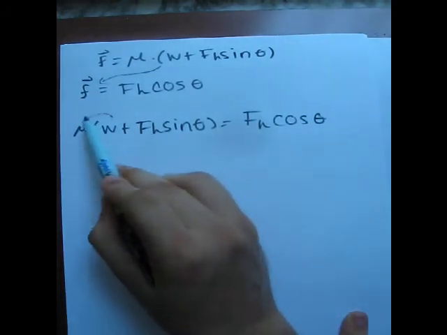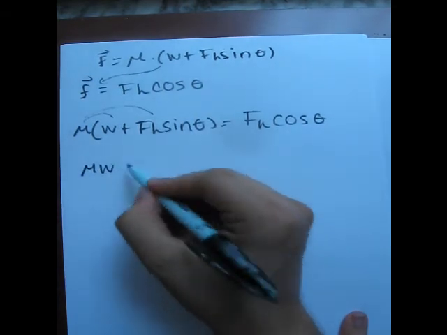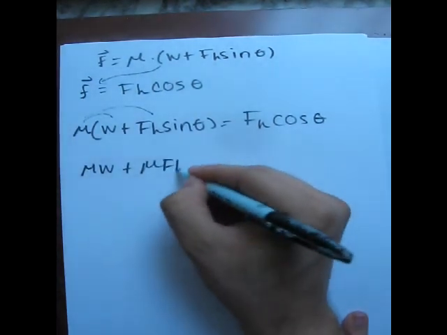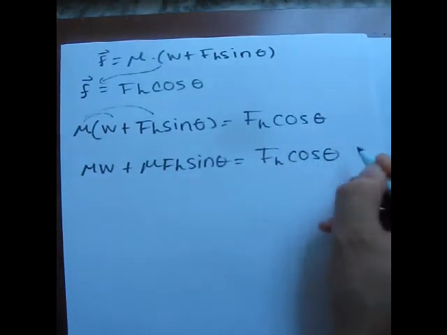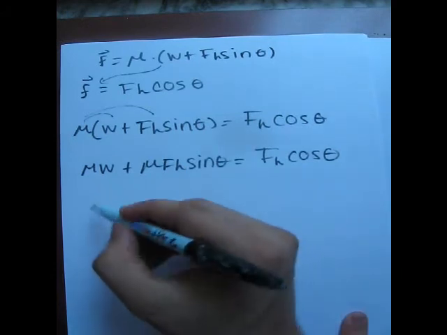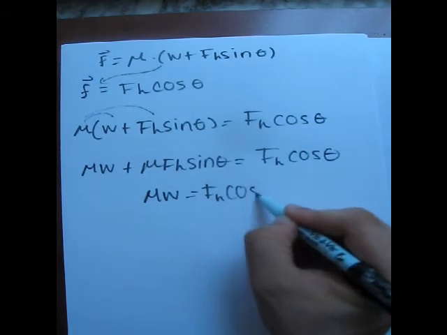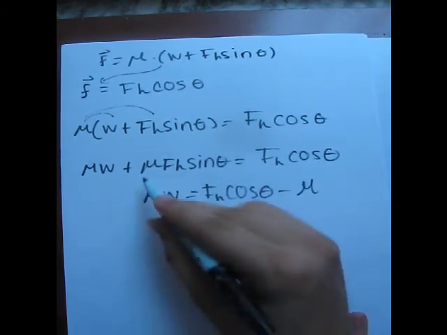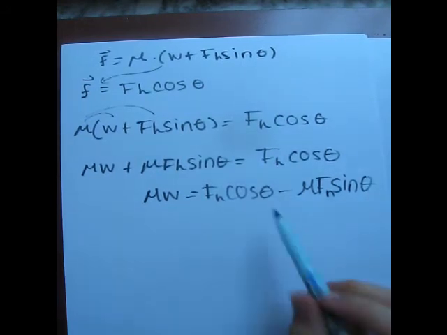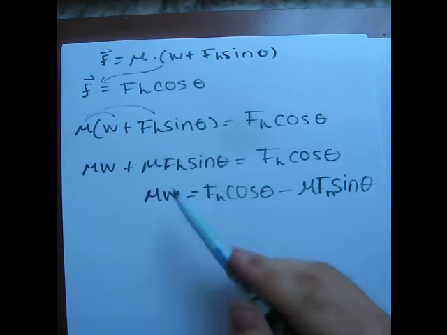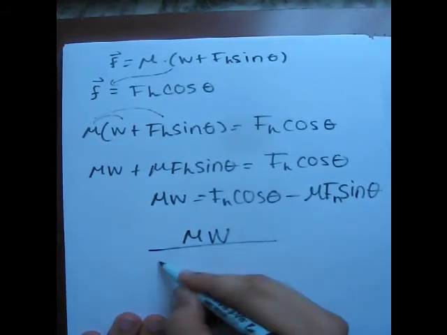So I'm going to distribute my mu, so I have mu W plus mu F of H sine of theta equals F of H cosine theta. I'm going to put my F of H terms on the other side, so I have mu W equals F of H cosine theta minus mu F of H sine theta. Now from here I can pull out F of H and divide by whatever is left inside, and that's how I get my answer.